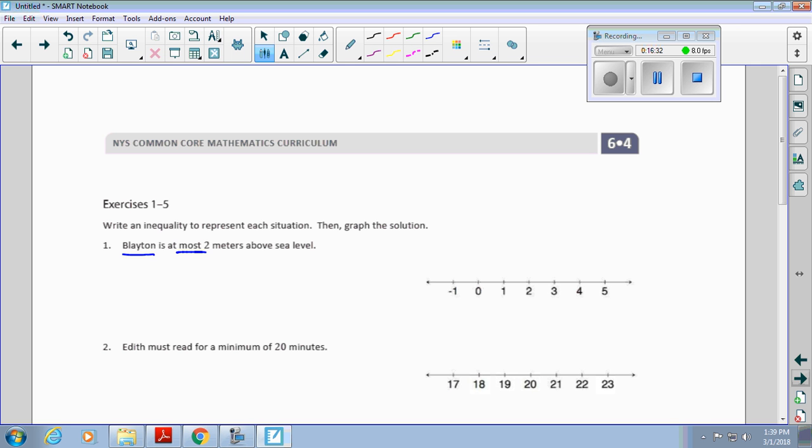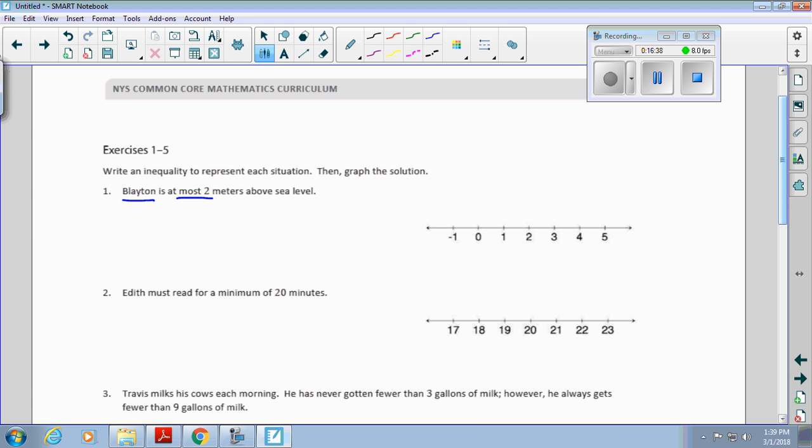Blayton is at most 2 meters above sea level. So 2 meters would be right here, but we want at most. So that's the highest he is as far as sea level, and we are going to put a closed circle. Pretty much what you have to do is figure out what number you're talking about, and are we including it or not including it, and then are we talking about the numbers greater than that or less than that to determine which side we put the arrow on. So in this case, we're talking about 2 meters above sea level, and that's at most. It means it's the highest elevation that he is.